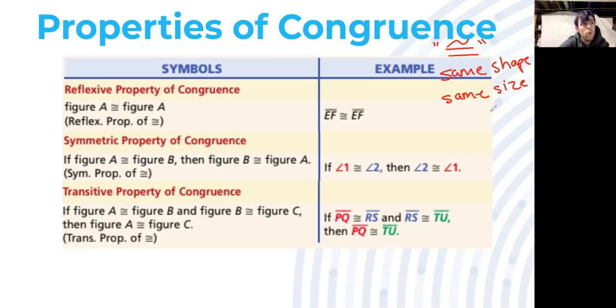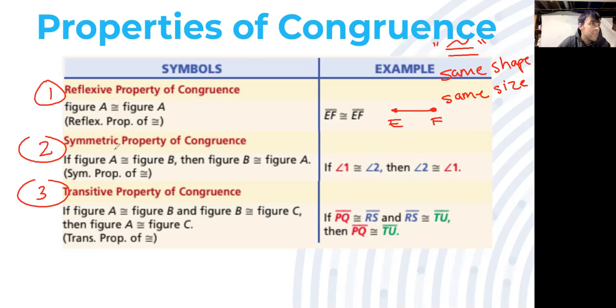But when we're talking about the whole shape, we have to use this idea of congruence. So there's 3 properties of congruence that we need to know, and they're basically the same thing as properties of equality. Something is always congruent to itself. So if you have a segment EF, it is the same shape and the same size as itself, obviously.